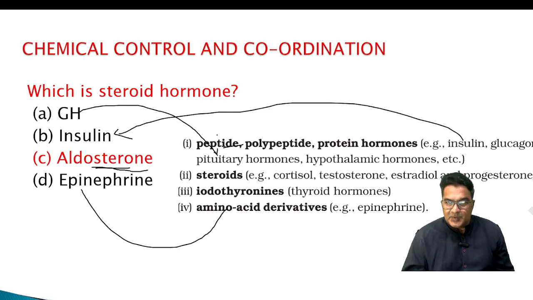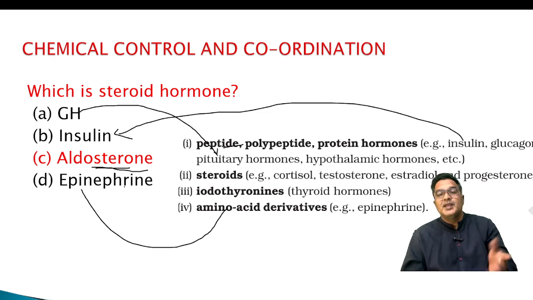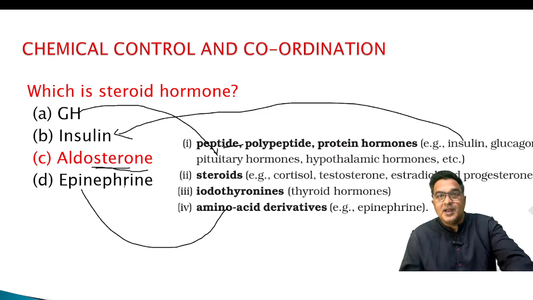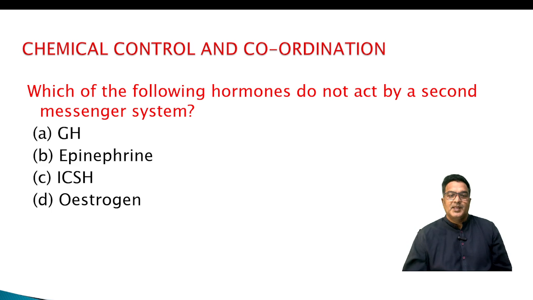Growth hormone is a protein hormone. Insulin and glucagon are also protein hormones. Epinephrine is an amino acid derivative. The leftover, aldosterone, is the steroid hormone.